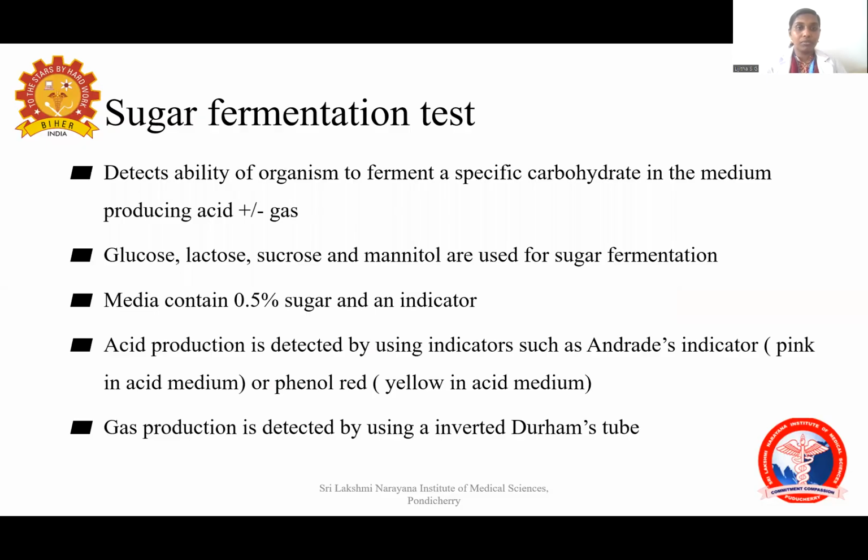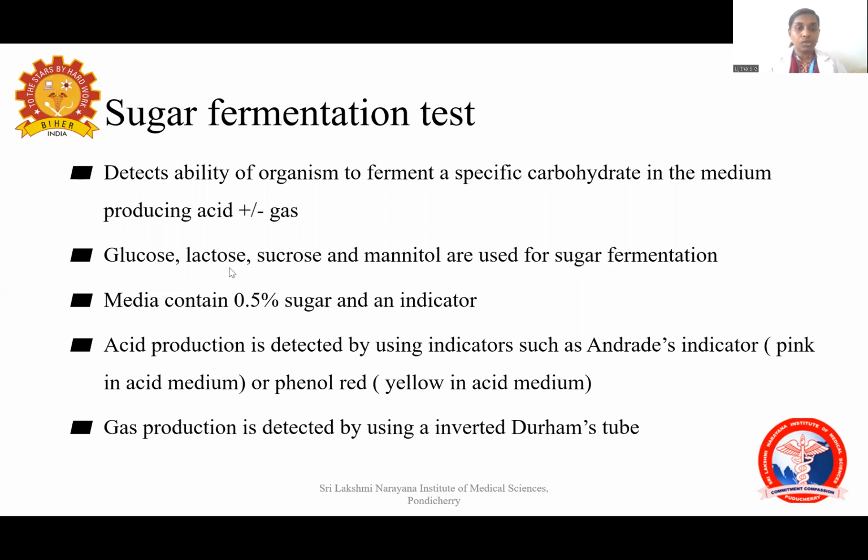Now coming to the sugar fermentation test. We can identify the organism based on which sugars it can ferment. It detects the ability of the organism to ferment a specific carbohydrate present in the medium, producing acid with or without gas production. The common sugars used for the sugar fermentation test are glucose, lactose, sucrose, and mannitol.